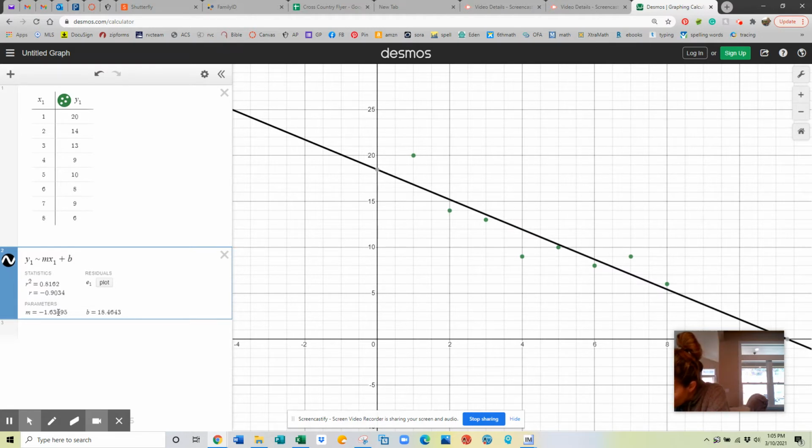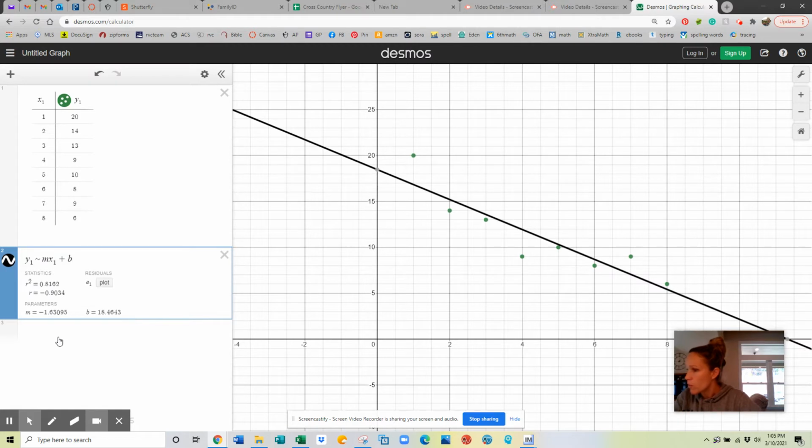So y equals the m, and we'll just go to 2 decimal places, negative 1.63, and then we're going to put the x. And then for the b, I'm going to go to 2 decimal places again, so 18.46. And remember that you're always rounding.